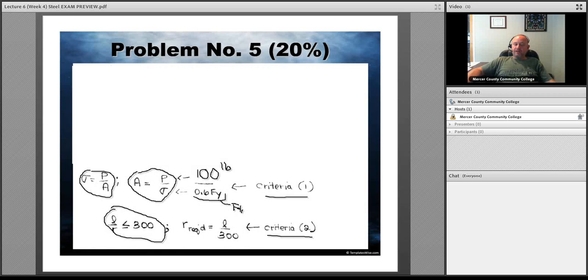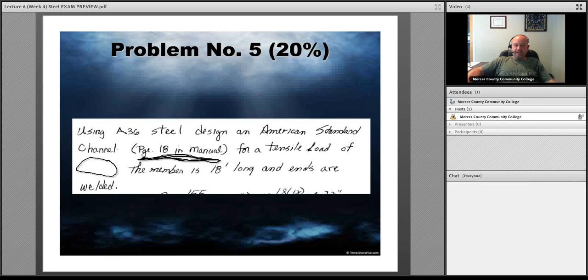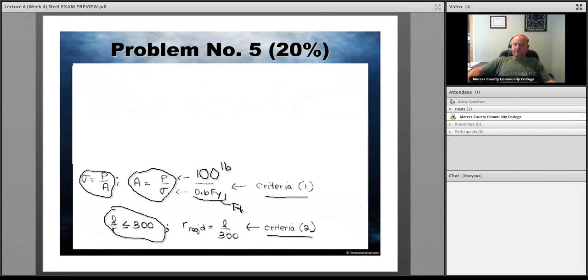So I'm going to plug in the length of my member. In this case, did I tell you the length? Yeah, I told you that the length of the member was 18 feet. So when I get to criteria 2, my L is going to be 18 feet times 12, because I have to convert it to inches. 18 feet times 12 divided by 300. And that'll give me a number.